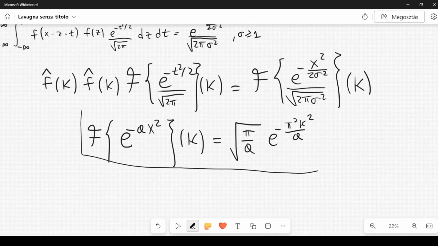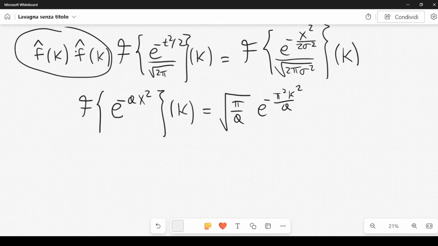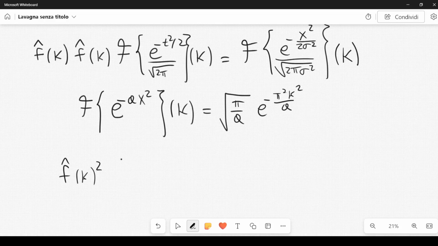So we are going to use this formula. I will take this for granted, and I will use it to calculate these transforms. Basically, here we can put them together. So we have f hat of k squared. Then we have the Fourier transform of this. You can see that we have a equal to 1/2 here. So the square root of pi over a will become the square root of 2 pi, so this will cancel this term here. So we are left with e to the minus 2 t squared, and we have to evaluate it at k, so this is 2k squared. And we also have pi squared, because we have this term here.